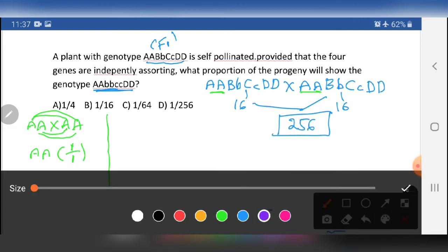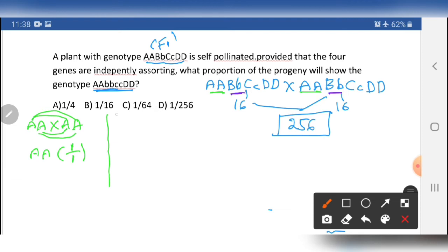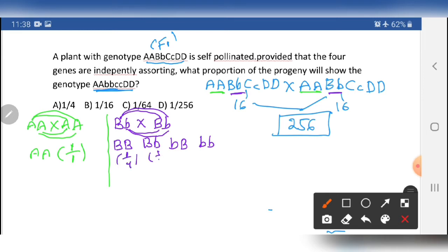Use another one, Bb. So capital B small b cross capital B small b. How are the combinations? Capital B capital B one value, capital B small b one value, small b capital B same one value, and small b small b is one value. What about this? This is 1 by 4, and that is 1 by 4, so both are the same, 1 by 4 and 1 by 4. This is a 1 by 2 value. Go for the next one.